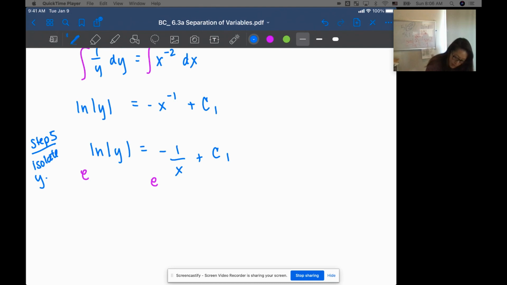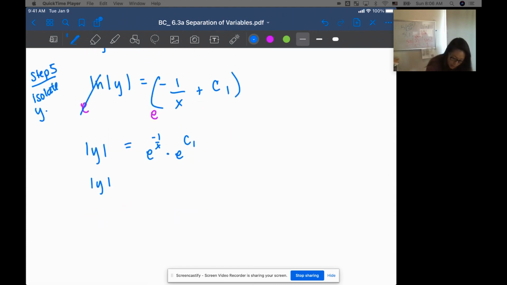The e and the ln will cancel here, just leaving the absolute value of y. But then I'm going to rewrite on the right e to the negative 1 over x times e to the c1. Remember, if you're adding your exponents, you are multiplying the bases. So then I end up with the absolute value of y is equal to e to the c1, which is a constant, so I'm going to call that c2, c2 times e to the negative 1 over x. And then I need to plug in my initial value.